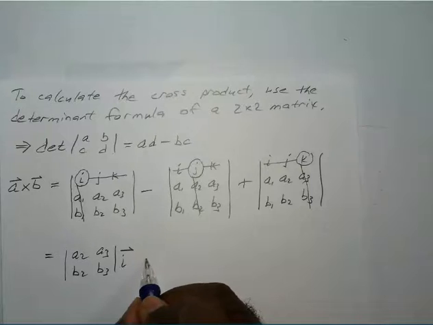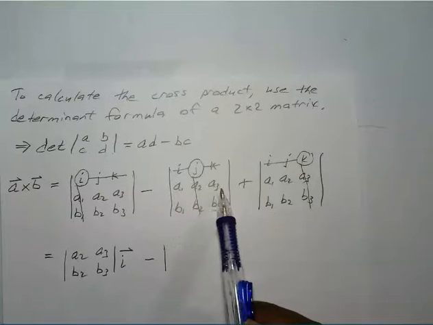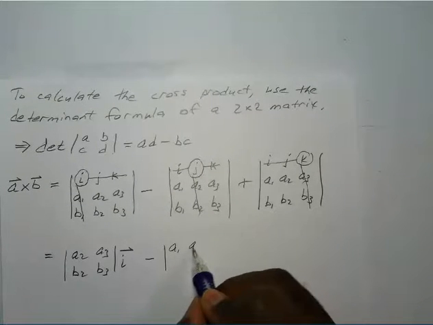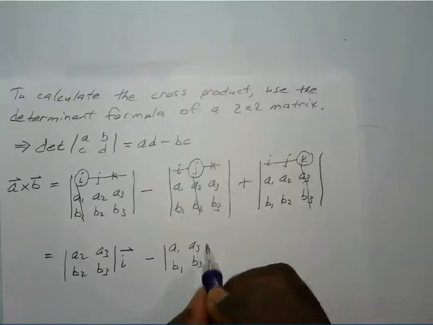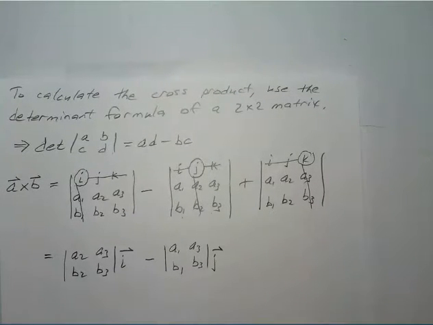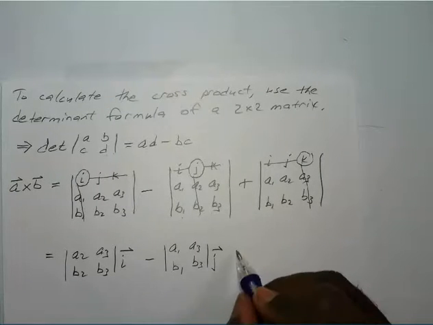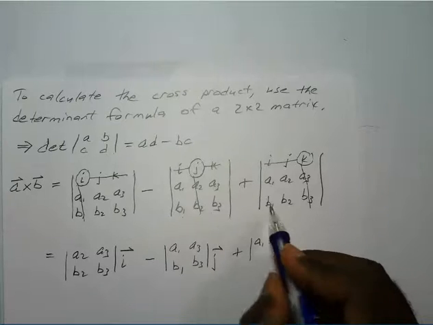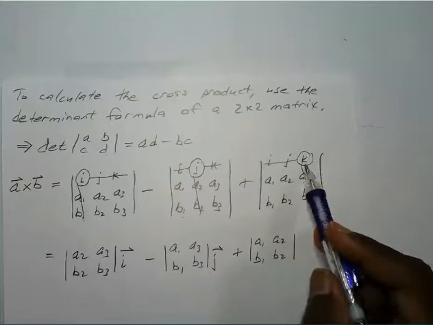Then we have minus, and we do the same thing. A1, A3, B1, and B3 are not canceled out, and all of that is times our j vector. And then we have A1, A2, B1, B2, and all of that, of course, times our k vector.